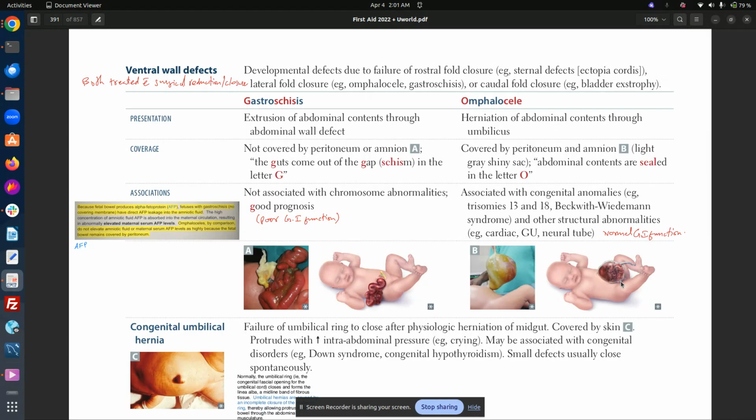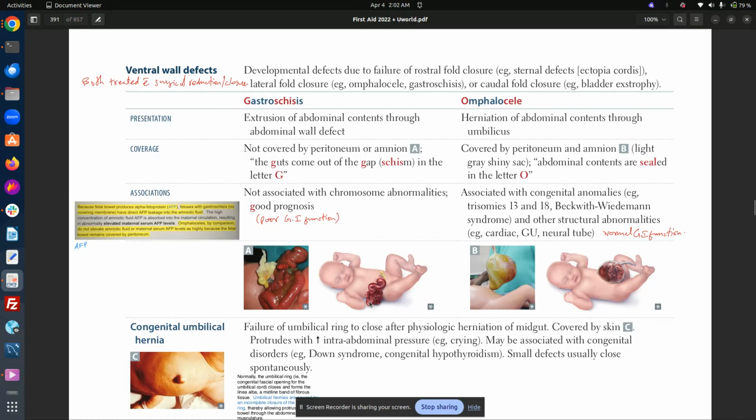Okay. This particular defect, omphalocele, is associated with congenital abnormalities like trisomy 13, which is also called Patau syndrome, trisomy 18, also called Edwards syndrome, or Beckwith-Wiedemann syndrome, or cardiac or genitourinary or neural tube defects. Okay. I hope this is now clear. One very important thing is in omphalocele, the contents are covered by peritoneum or amnion, but not covered by the skin or fascia or muscle. Okay.